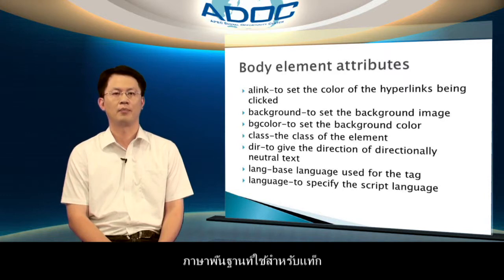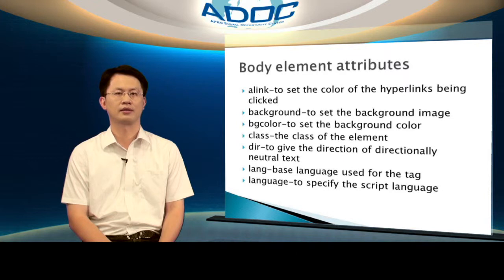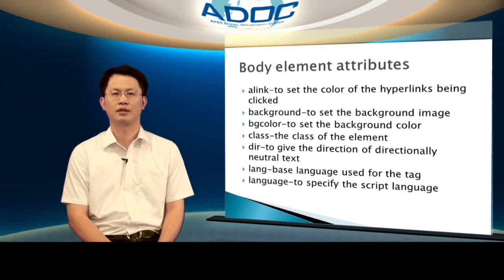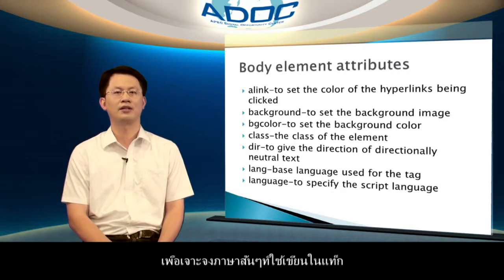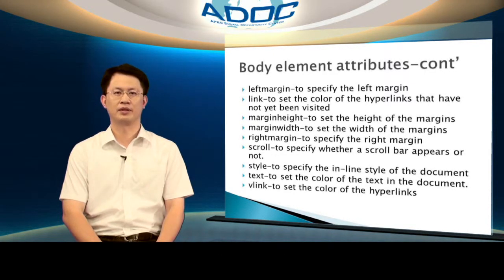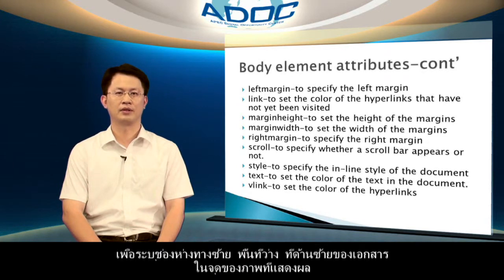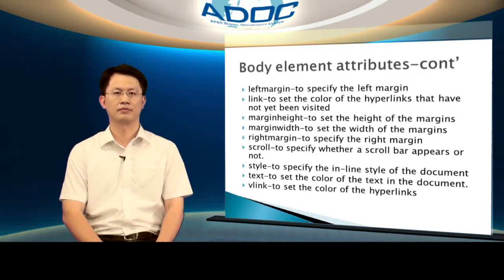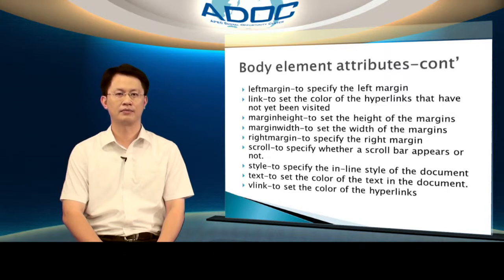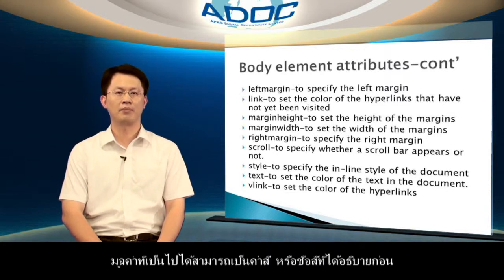Lang, the base language used for the text. Possible value can be EN for English. Language, to specify the script language used in the tag. LeftMargin, to specify the left margin, the empty space at the left of the document in pixels. Link, to set the color of the hyperlinks that have not yet been visited. Possible value can be the color value or the predefined color name.